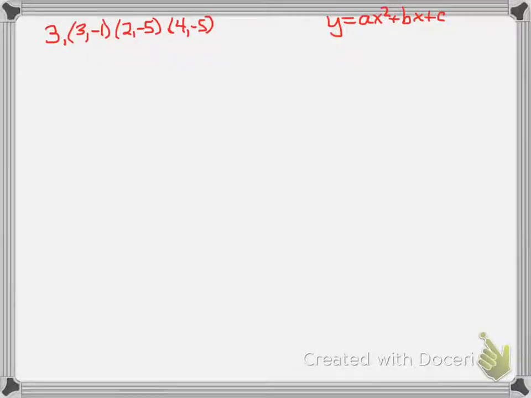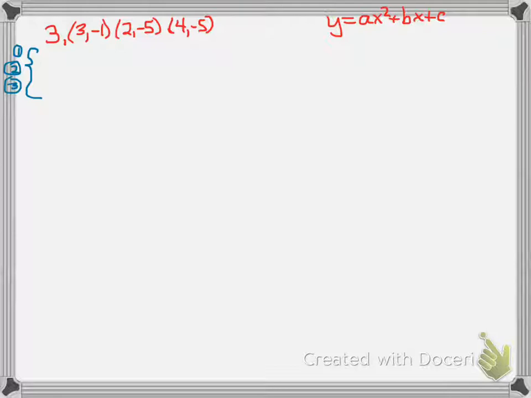Alrighty, guys. Here is problem 3 from assignment 5-3. This is the first one that you're doing by hand. You've got 3 points. We're gonna make a system of equations, and we're gonna then solve it with elimination.